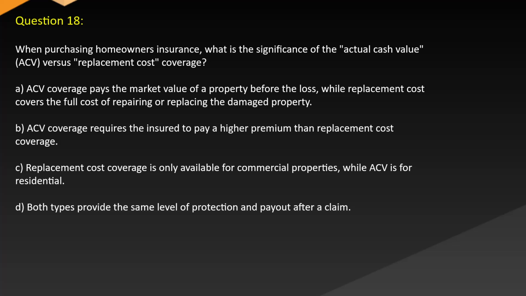Question 18. When purchasing homeowners insurance, what is the significance of actual cash value versus replacement cost coverage? A. ACV coverage pays the market value of a property before the loss, while replacement cost covers the full cost of repairing or replacing the damaged property. B. ACV coverage requires the insured to pay a higher premium than replacement cost coverage. C. Replacement cost coverage is only available for commercial properties, while ACV is for residential. D. Both types provide the same level of protection and payout after a claim.